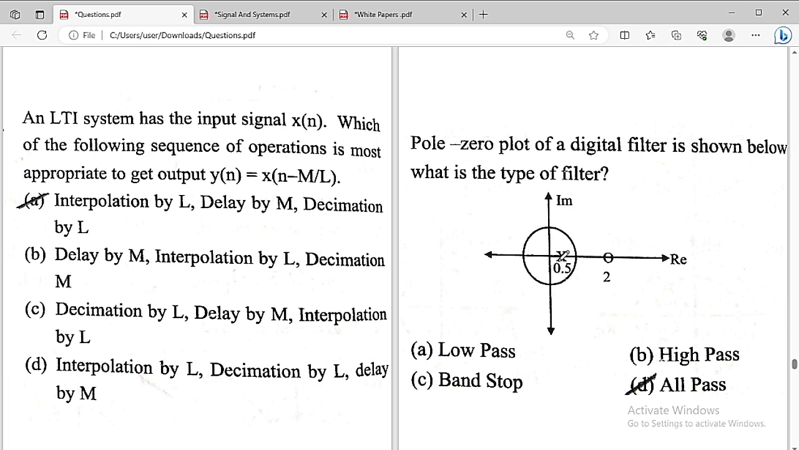This might be the unit circle, but we don't require it. We only need to say what the zero and the pole are. From this we have to tell what type of filter it is. Among the four options, option D, all pass filter, is the correct solution of this question.